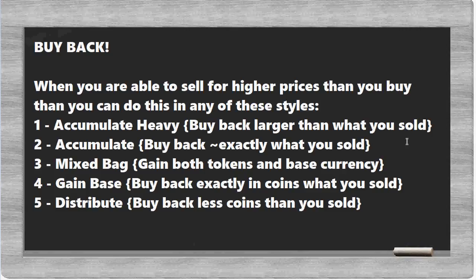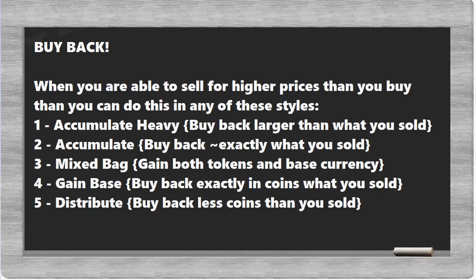Number 2, which is what I am doing right now with Komodo, is to buy back exactly what you sold in or around. And 3, a mixed bag. This is a situation where you're trying to make a trade that's going to increase both your base currency, either Bitcoin or Ethereum in most cases, as well as the token or coin you are trying to buy. Number 4 is a gain on the base, which means you are buying back exactly in coins what you sold, and 5, distribution, where you're buying back less coins than you sell.